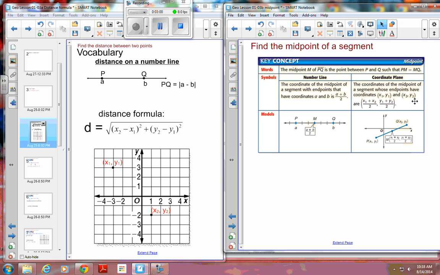On the coordinate plane, you're going to add the two numbers and divide by 2, but you've got to take the x's together. So add the x coordinates and divide by 2, and add the y coordinates and divide by 2. So you're basically finding the average. When you're finding midpoint, you're finding average. Add the two and divide by 2. Again, take a moment, copy this down.